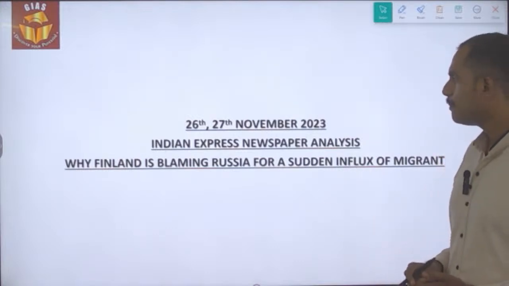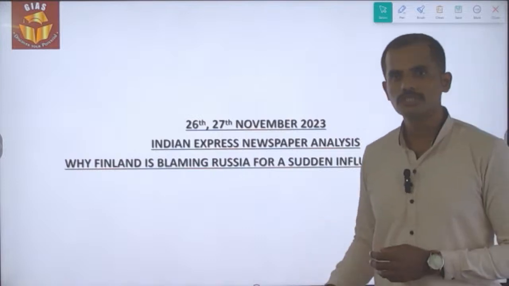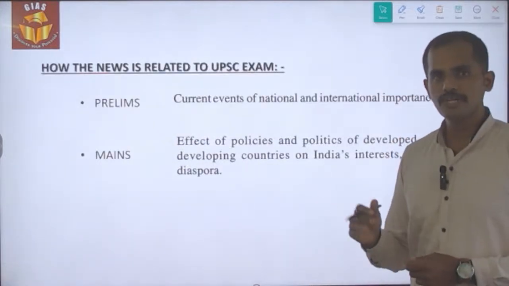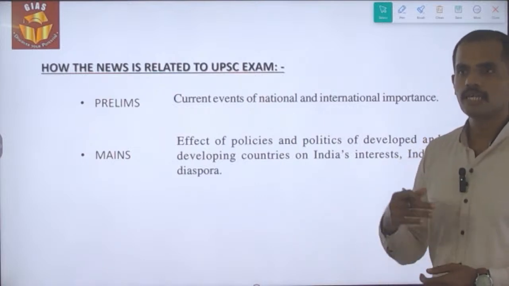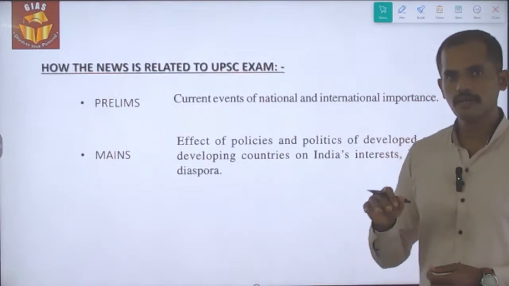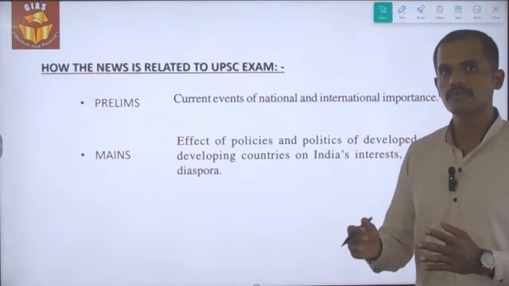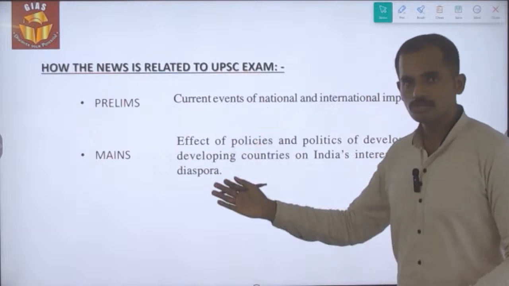Why is Finland blaming Russia for the sudden influx of migrants? So the news is related to the recent influx of migrants to Finland through the border of Russia, and Finland is blaming Russia as the cause of this migrant rise. That is the blame made by Finland. So that is what the news is about.